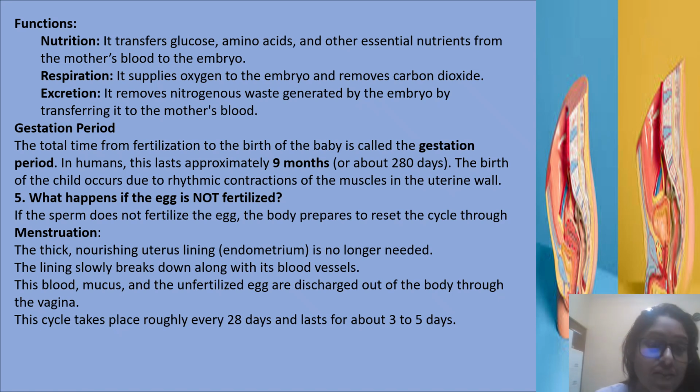Next, what happens if the egg is not fertilized? If the sperm does not fertilize the egg, the body prepares to reset the cycle through menstruation. The thick, nourishing uterus lining is no longer needed. The lining slowly breaks down along with its blood vessels, mucus, etc. This blood, mucus, and the unfertilized egg are discharged out of the body through the vagina. The cycle repeats roughly every 28 days and lasts for about 3 to 5 days.